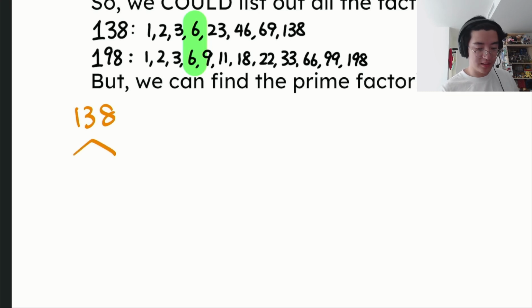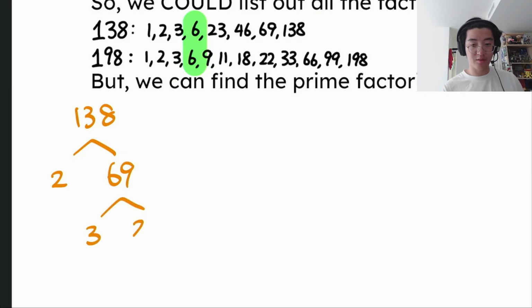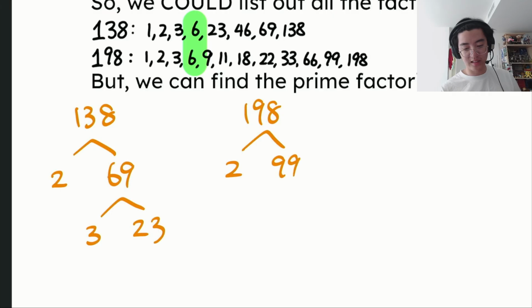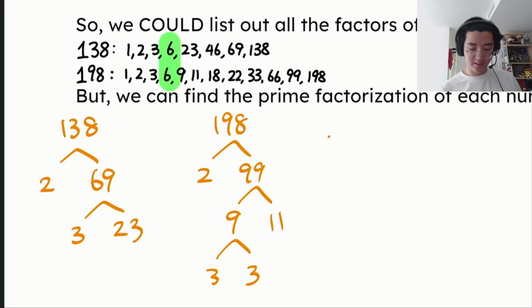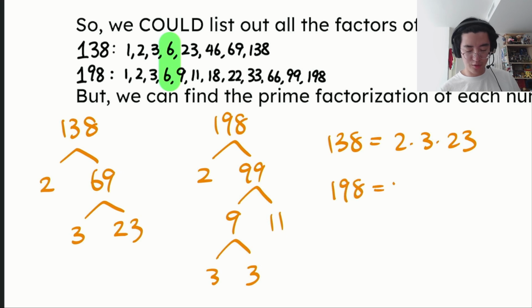So 138 is even, so it's divisible by 2. Gets 69. That's divisible by 3, which is 23. Okay, and we're done. Alright, 23 is not divisible by anything. Okay, 198. Divisible by 2, that's 99, and 99 is 9 and 11, and 9 is 3 and 3. So the prime factorization of 138 is 2 times 3 times 23. And for 198, it's 2 times 3 squared times 11.